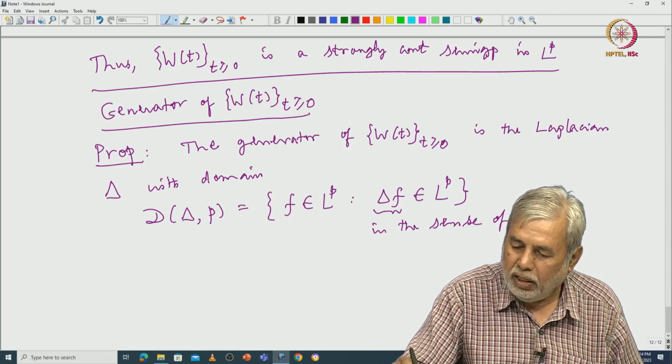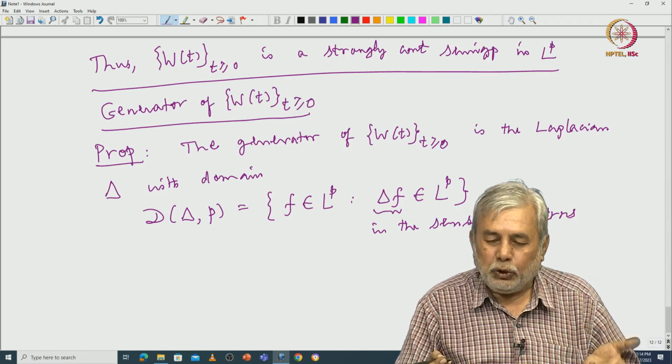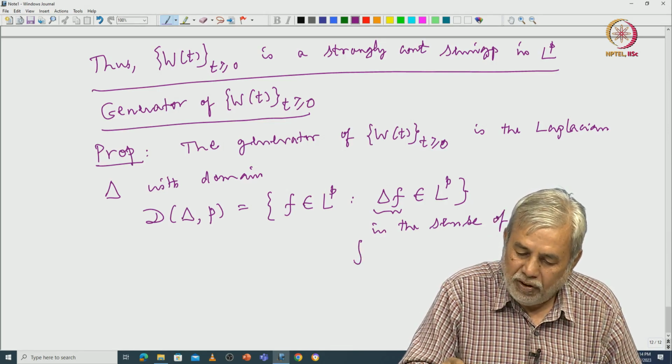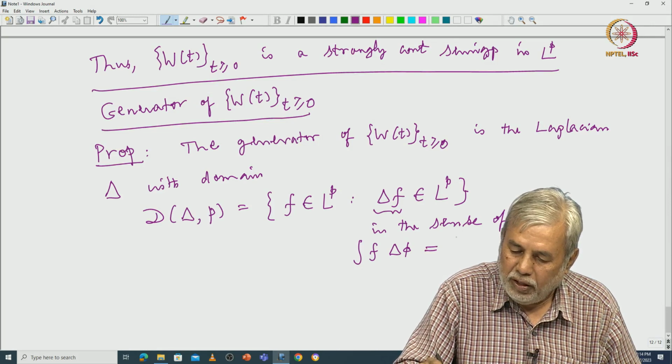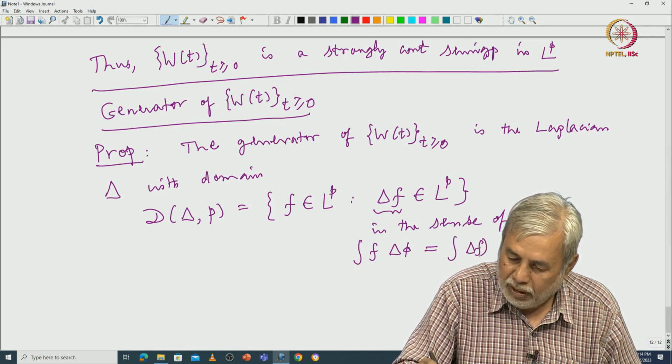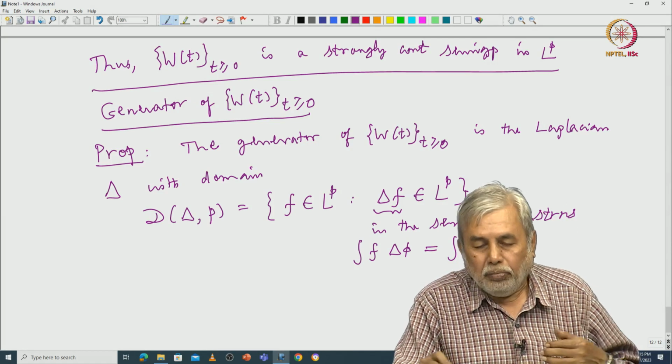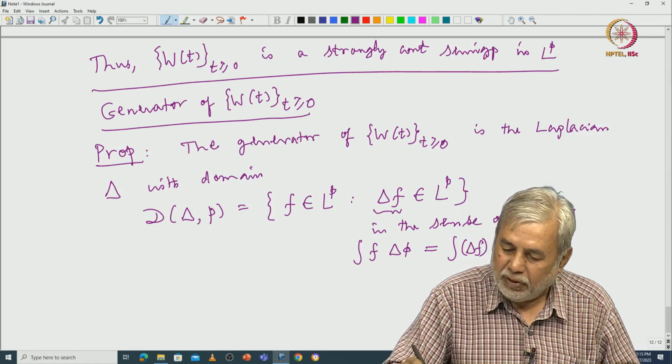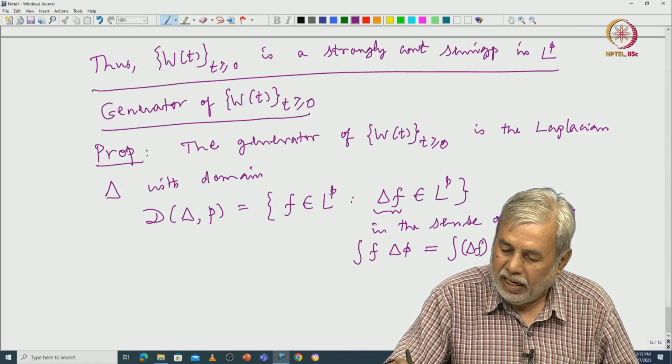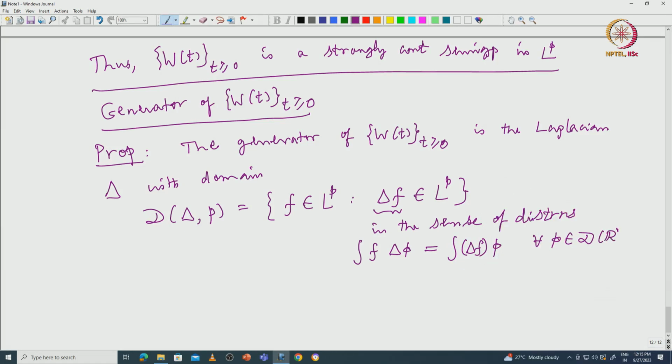So, you have to keep on recalling these things. Okay, you have to get used to that. So, this means what? The integral of f times Laplacian phi is equal to the integral of g times phi, so there exists an LP function, first you call it g, and this holds for all phi in D(Rn). The distributional Laplacian, if you want to call it that, you demand it to be again an LP function. Okay, so keep on recalling these things from the previous part of this course.